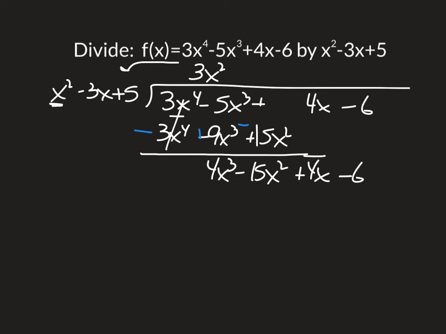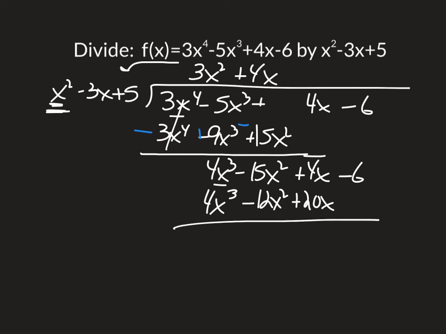And now I'm doing the same thing. Looking at my x squared here. Looking at 4x cubed. What does x squared need to become 4x cubed? It needs a 4x. So I'm going to take 4x and multiply the stuff in the front. 4x cubed minus 12x squared plus 20x. And draw the line. Change the signs. Make that minus, make that plus, make that minus. And then I'm going to add, as always, this always cancels. That's going to be negative 3x squared. That's negative 16x, and that's minus 6.